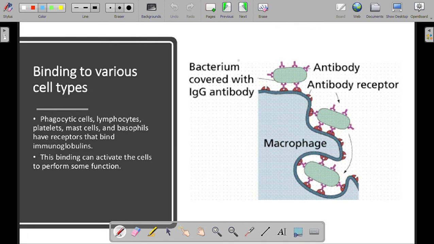Okay, so suppose a bacterium is there. The bacterium is covered with the IgG antibody, and these are the antibody receptors on the surface of the macrophages. The bacterium covered with IgG antibody combines with the receptor on the macrophage, and it is eventually taken inside the macrophage by masking it with the help of the antibodies.